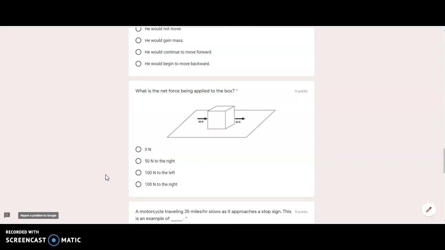Next question. This one includes a diagram. What is the net force being applied to the box? So you can see from the diagram, I've got 50 newtons of force being applied to the right. Then over on the other side of the box, I've got an additional 50 newtons of force being applied in the same direction to the right. Would the net force be 0 newtons, 50 newtons to the right, 100 newtons to the left, or 100 newtons to the right?